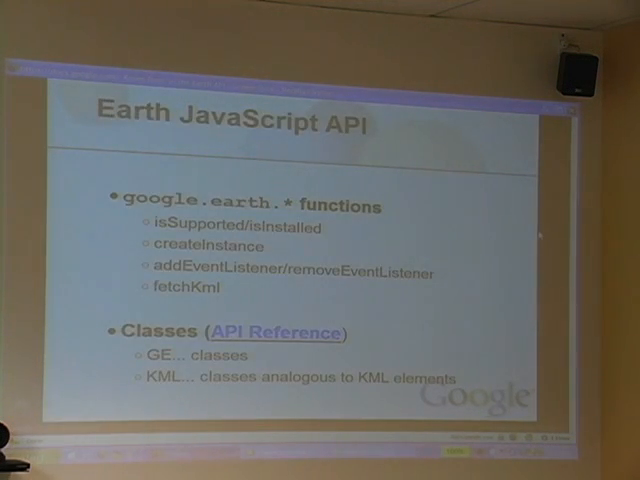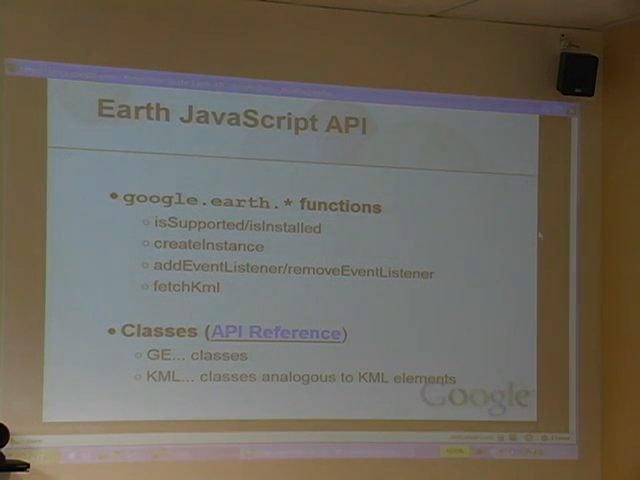So, a little more detail about the JavaScript API. There are kind of two pieces. There's the global namespace, google.earth.whatever. Those are just very basic JavaScript functions that give you a top-level set of features to interact with the plugin. You can tell if it's supported, if it's installed.